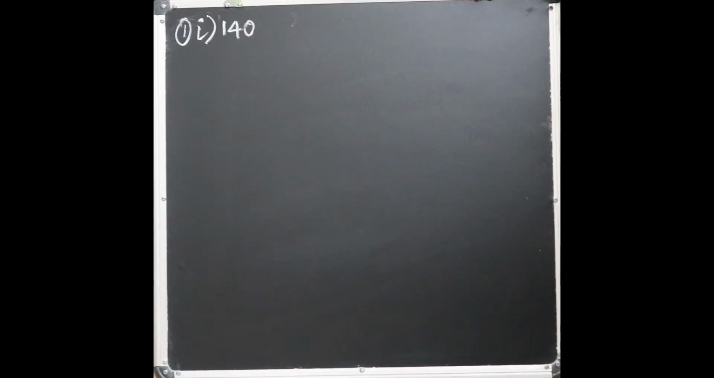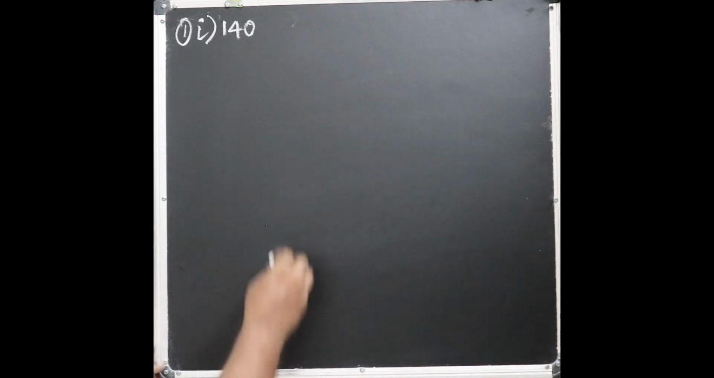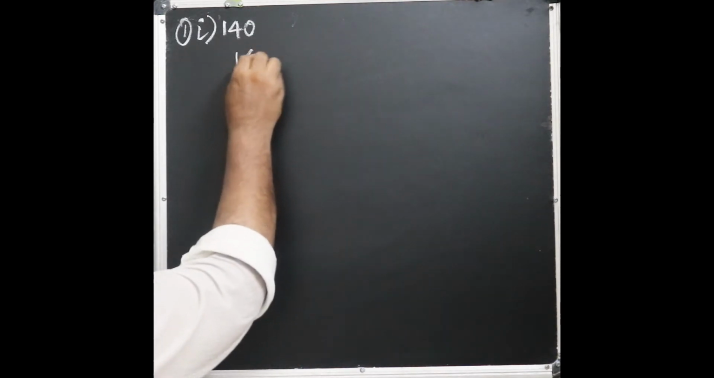In question number 1, they are asking us to express the given number. That is, in this question we have 140. They are asking us to express this number 140 as a product of its prime factors. So we are going to follow prime factorization. We are going to divide this number 140 by prime numbers.